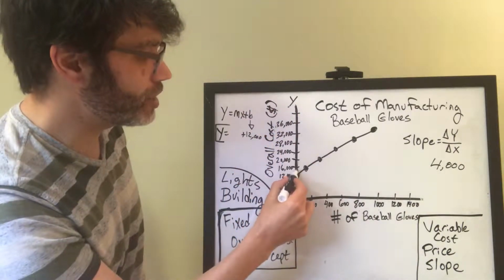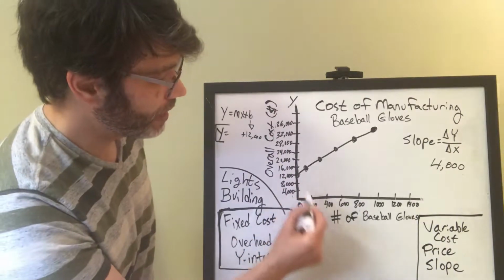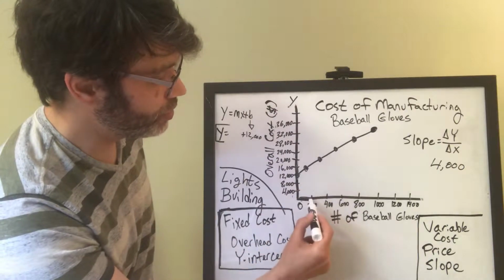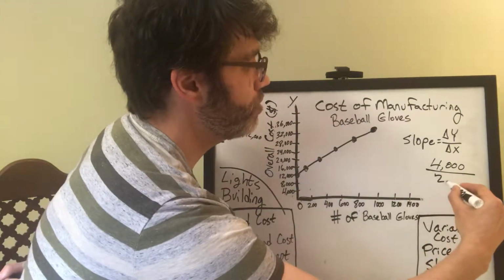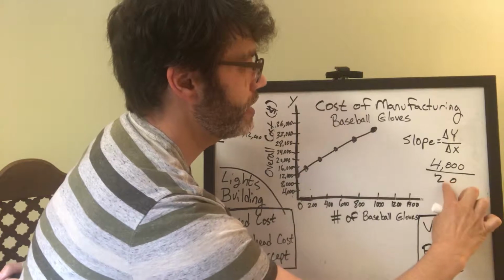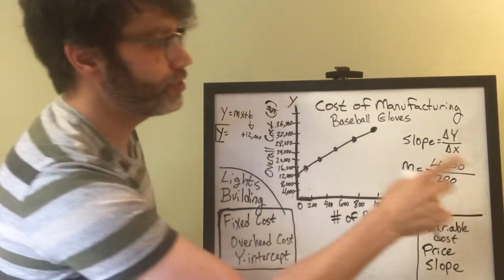So for that change of $4,000, how many gloves did that get me? Well, it got me 200 gloves. Do you see how 200 lines up here? So it got me 200 gloves right here, okay? So the slope is 4,000 over 200.